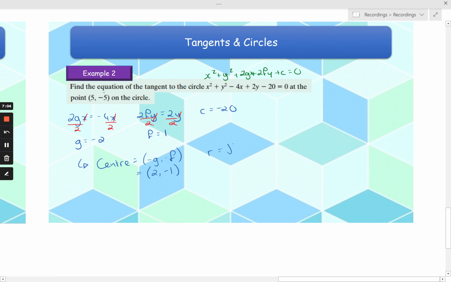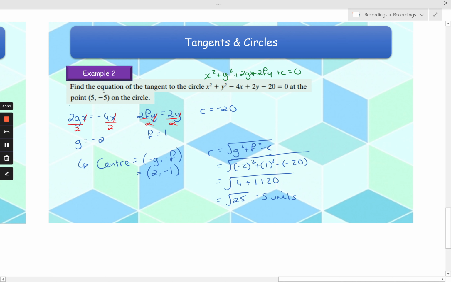My radius, I'm going to use the formula the square root of g squared plus f squared minus c. So I'm going to sub in what I know, which is minus 2 to be squared, plus 1 to be squared, minus by minus 20. Being careful of our signs here, guys. So we get 4 plus 1 plus 20, which gives me the square root of 25, so my radius is 5 units.